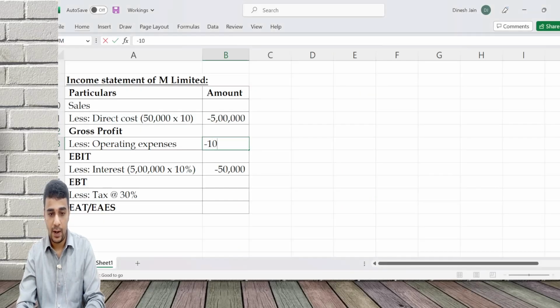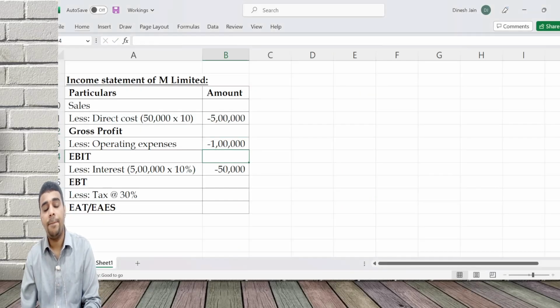Operating expenses are 1 lakh. Direct cost is 5 lakhs. OPEX is 1 lakh, given in the problem.